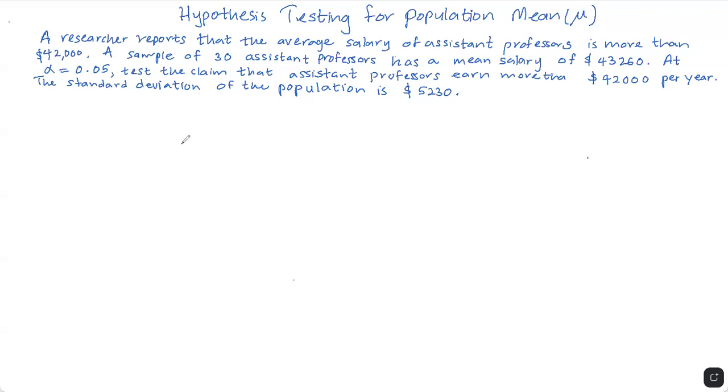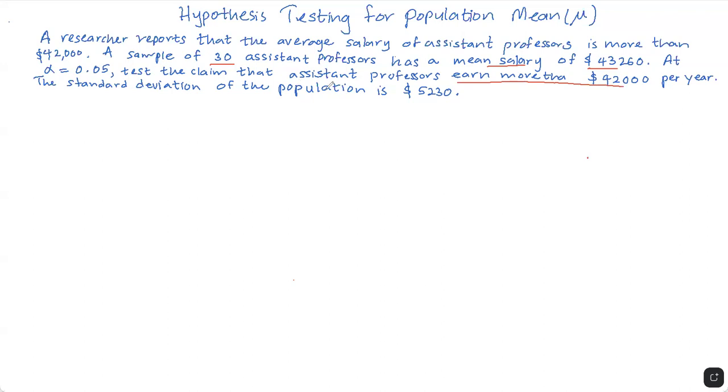So today I'm going to talk about a problem related to hypothesis testing for population mean. This is the example. A researcher reports that the average salary of assistant professors is more than $42,000. A sample of 30 assistant professors has a mean salary of $43,260. At alpha equals 0.05, test the claim that assistant professors earn more than $42,000 per year.